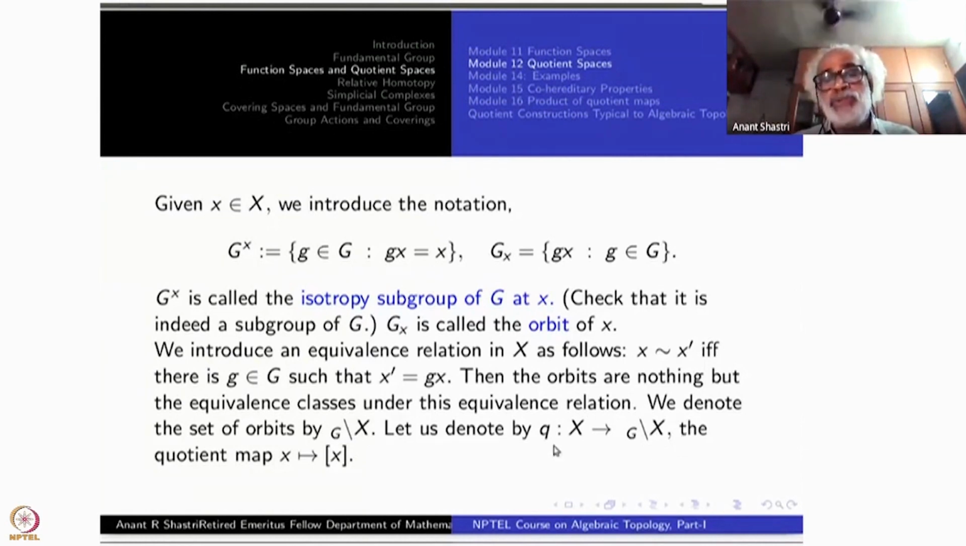Okay, so this map is nothing but x going to its orbit, its equivalence class. All the three pictures are here of a quotient map. So you have already got a quotient set here, x to x by g.